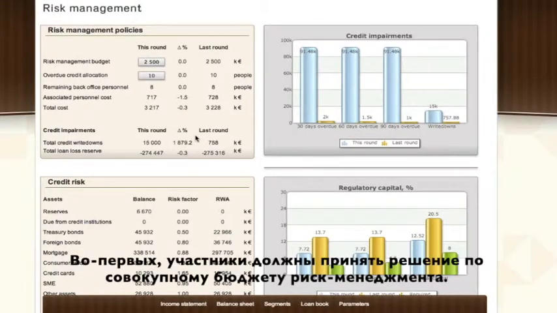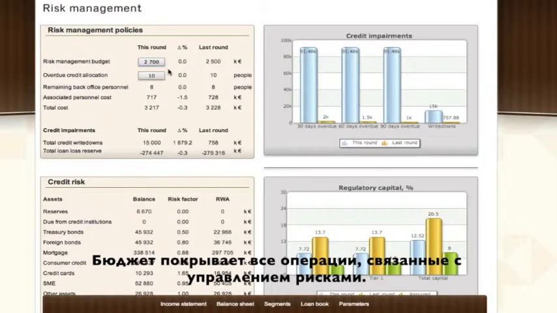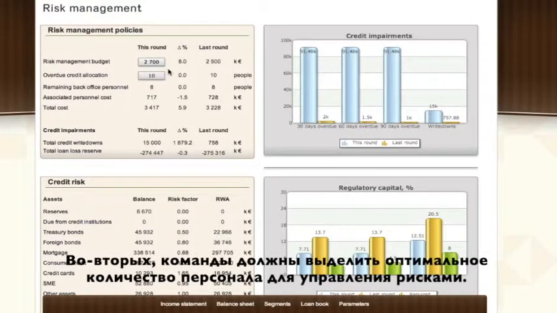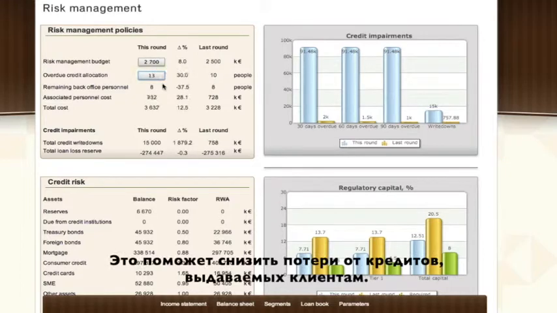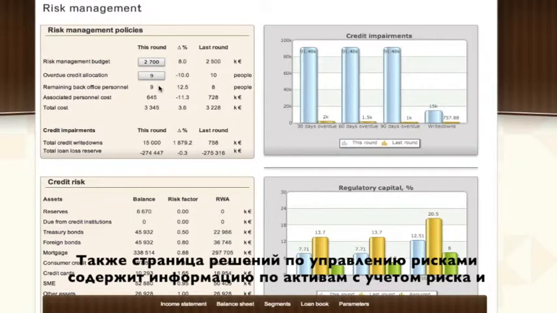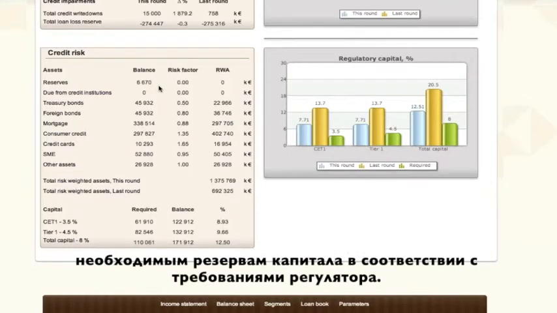Firstly, the participants need to decide the overall risk management budget. It is used to cover all risk management related activities. Secondly, an adequate amount of people should be allocated to handle overdue credit management. Ample resources here reduce losses from non-performing customer loans. In addition, the risk management page includes a breakdown of the bank's risk-weighted assets position and the required amounts of capital according to international regulatory standards.